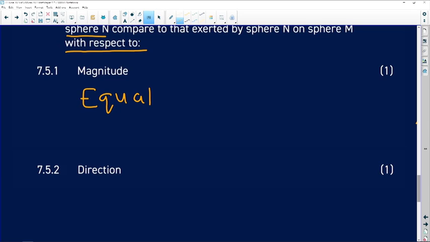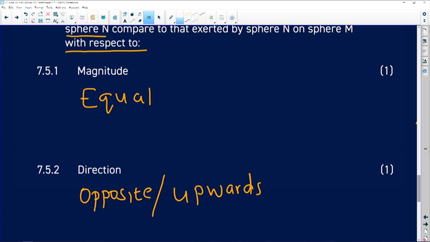Why? Because we have a force of attraction. So it must be opposite direction. You can write opposite direction here. Or because you are looking at M, the force that is exerted there is going to go upwards, or you can just write upwards, and therefore you are correct as well. For 2 marks, magnitude we said equal, and then direction we said opposite, or you can say upwards.